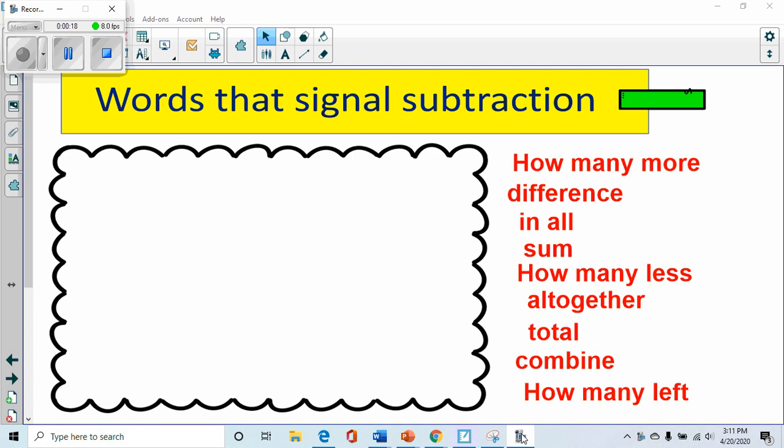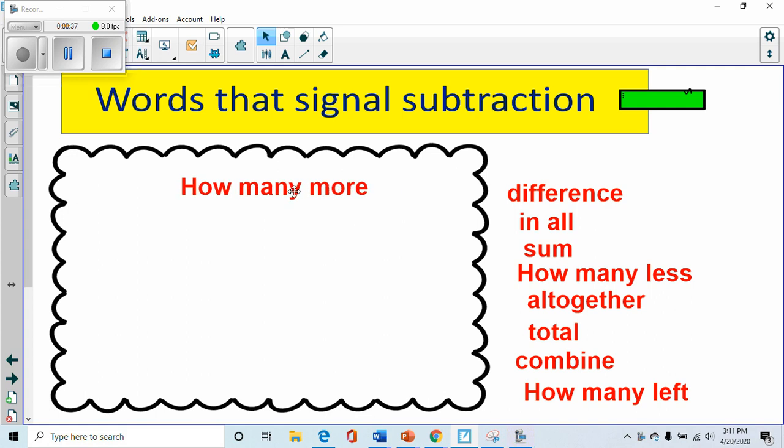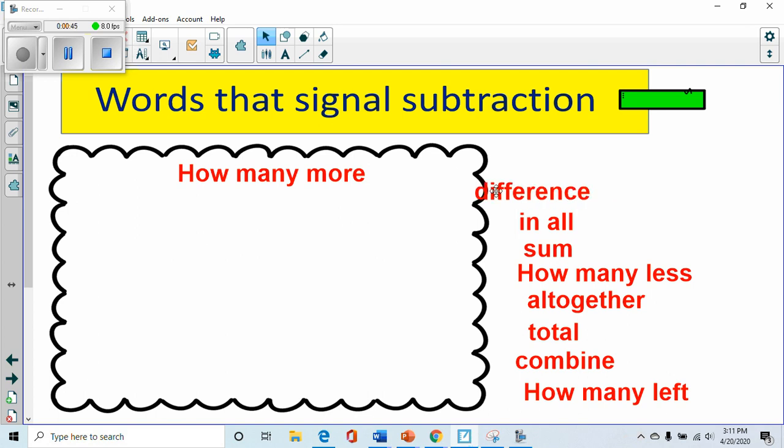Let's take a look at some words that signal subtraction. Take a look at these words and phrases on the right side of our screen. Do they signal us to add or subtract? Let's think about it. How many more? How many more does signal me to subtract because it's asking me to compare two numbers and to tell the difference between them. Difference is the answer to a subtraction problem.